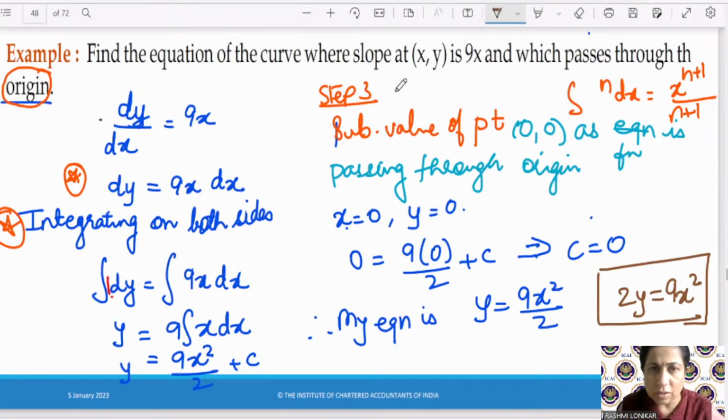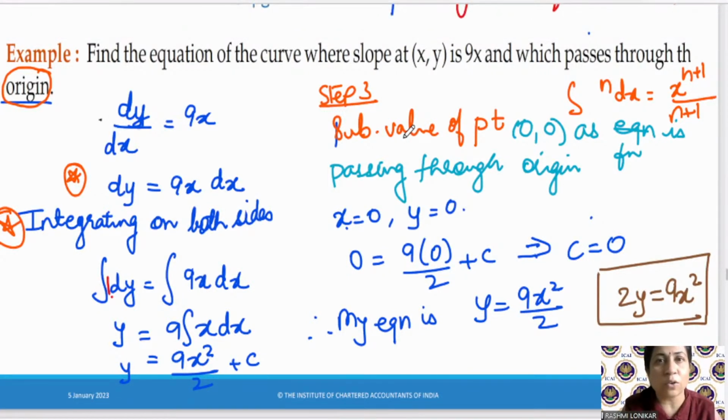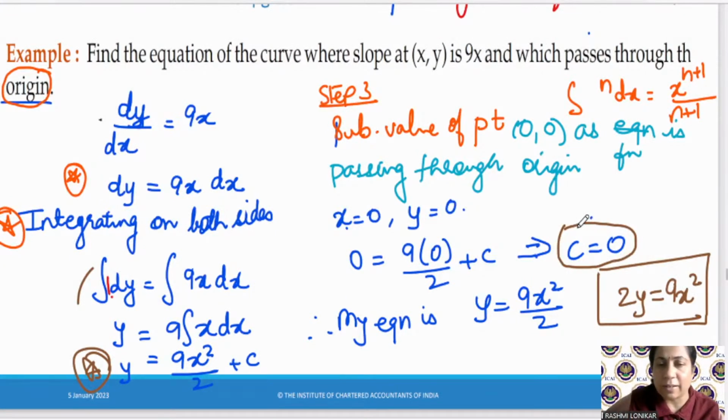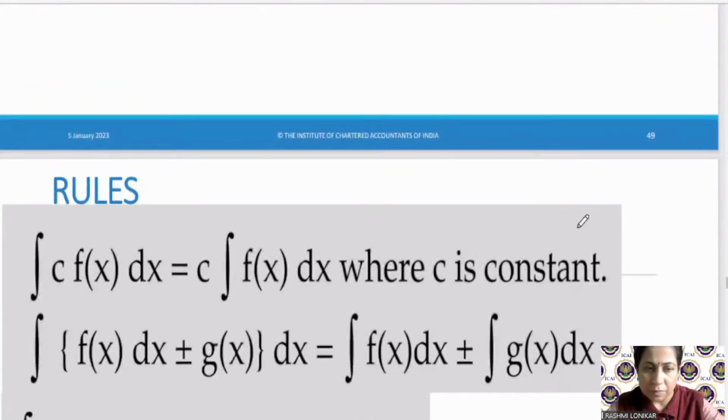So third step is what? We substitute the value of a point that will be given to you. In this case, the point is given to be origin. At origin, value of x is how much? It is 0. What is the value of y? It is 0. So in this equation, I will substitute value of x as 0, y as 0. This is giving me the value of c is 0. Okay, this is important. Once I know the value of c, I just have to substitute and I get the answer. Okay.